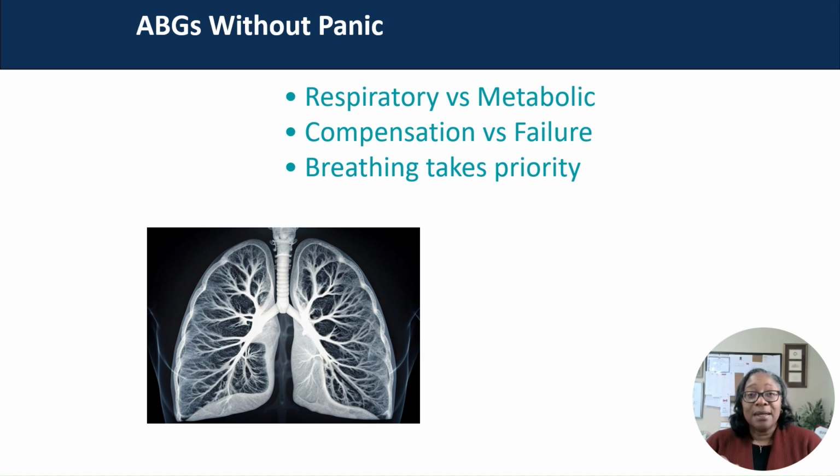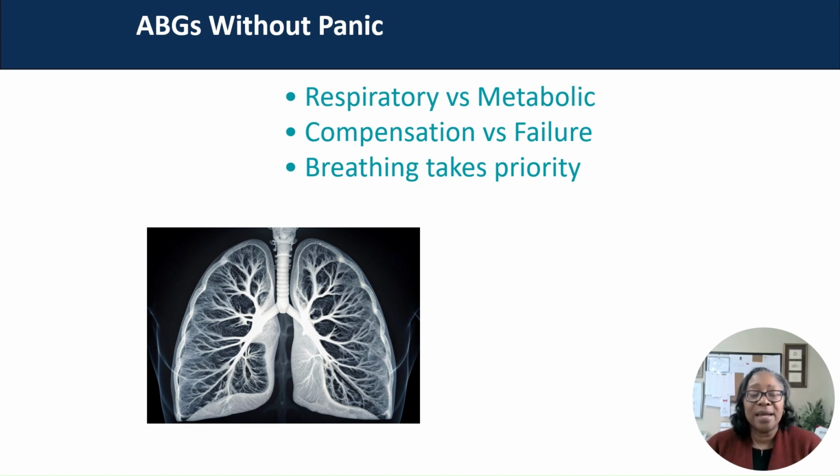ABGs, as you may know, are one of the most feared topics in nursing school. But here's the secret: the NCLEX does not expect you to calculate, even though in school they expect you to be able to interpret an ABG. What the NCLEX does expect you to recognize is, is it a respiratory versus a metabolic problem, compensation versus failure, or do you recognize when breathing is no longer effective? The real question behind ABGs is, can the patient maintain oxygenation and acid-base balance? And if the answer is no, then that is the priority.